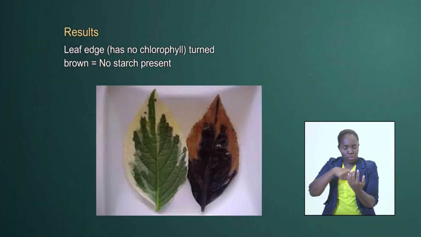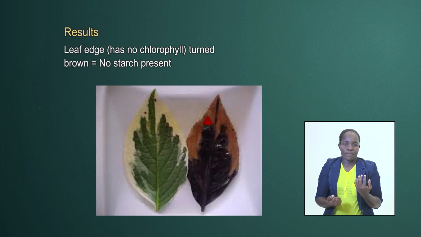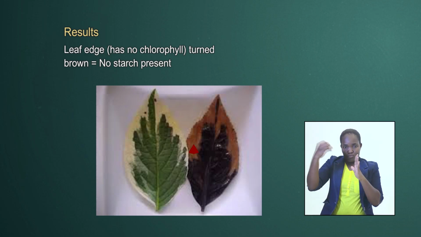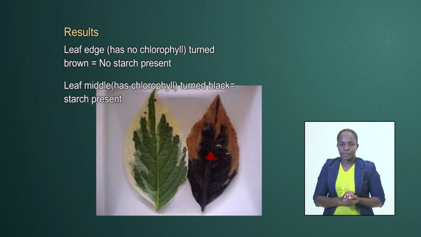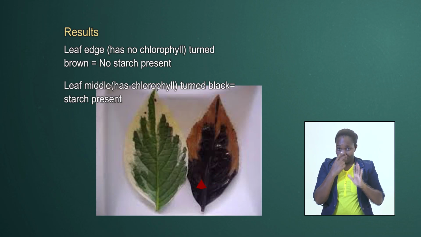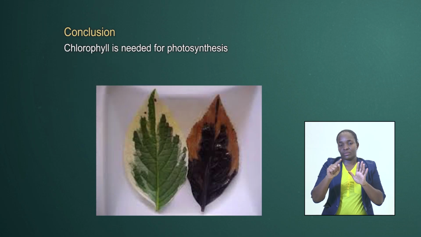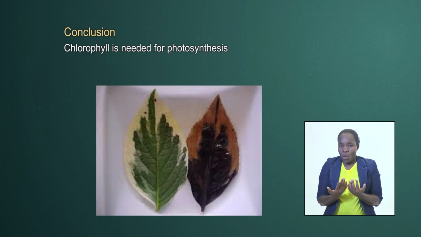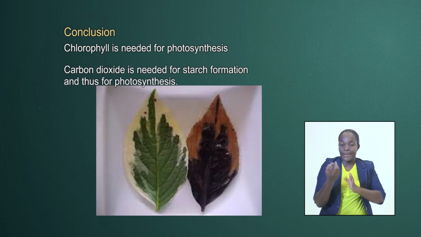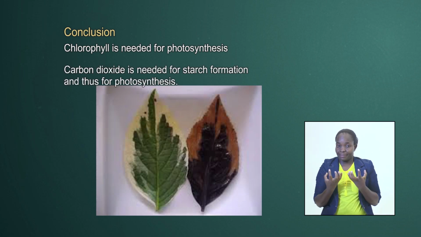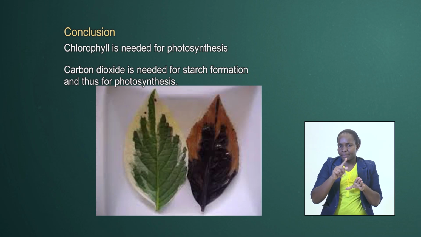And what do we find? The leaf edge with no chlorophyll turned brown, meaning there is still no starch present. But the middle of the leaf has chlorophyll. It has turned black because starch has been forming there. Our conclusion: chlorophyll in the green color of leaves is needed for photosynthesis, and carbon dioxide is needed for the starch formation and thus for photosynthesis.